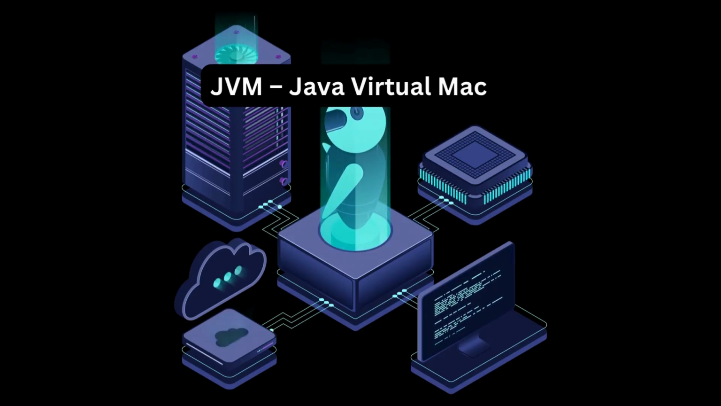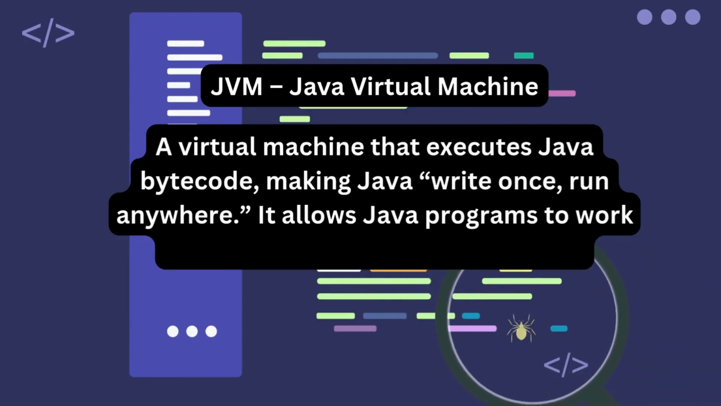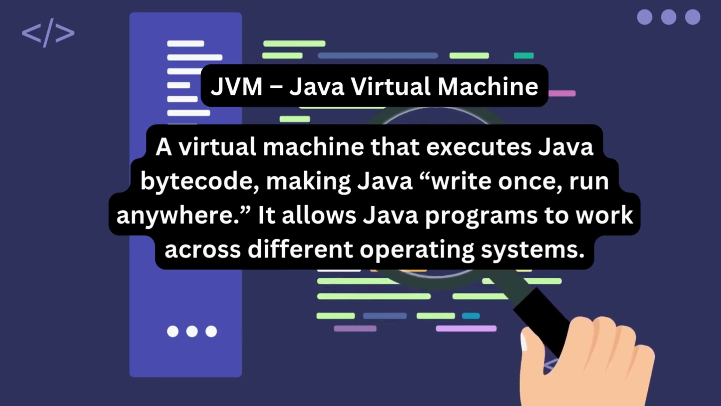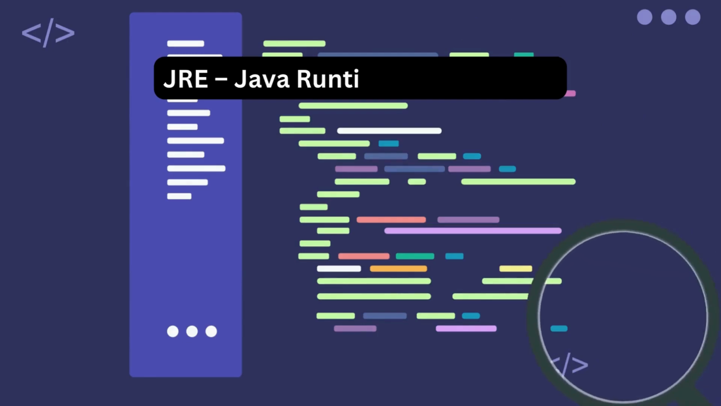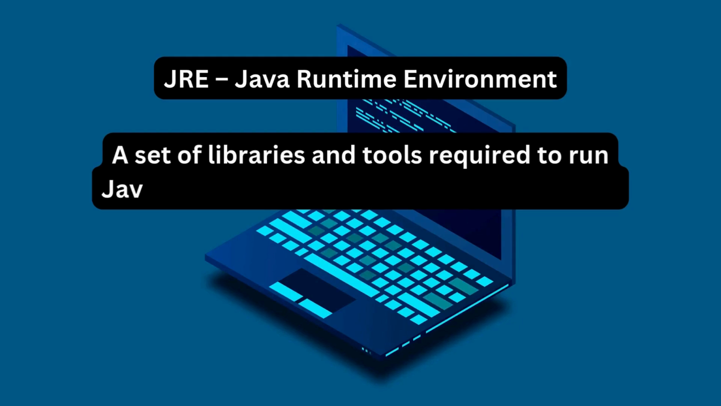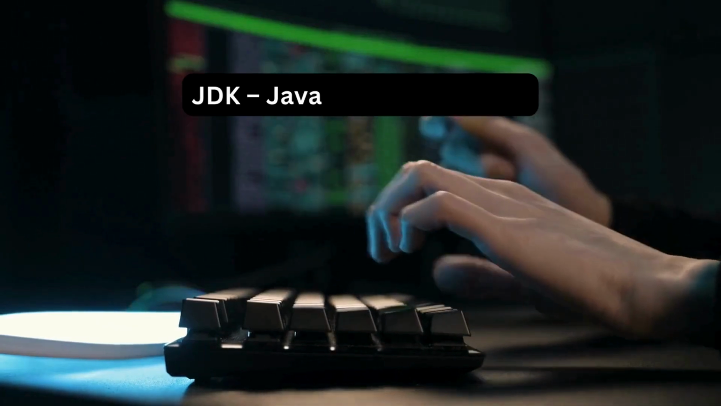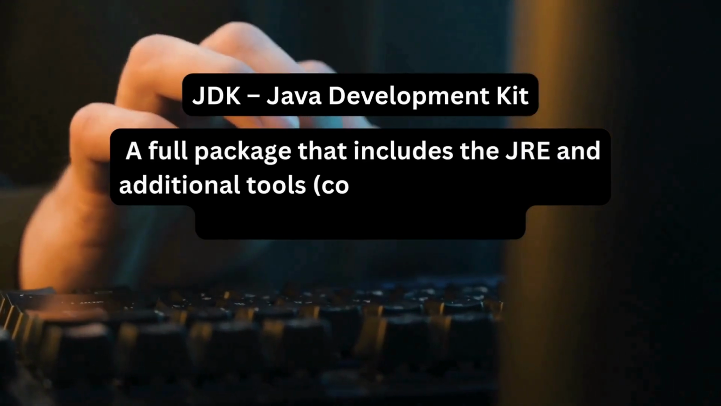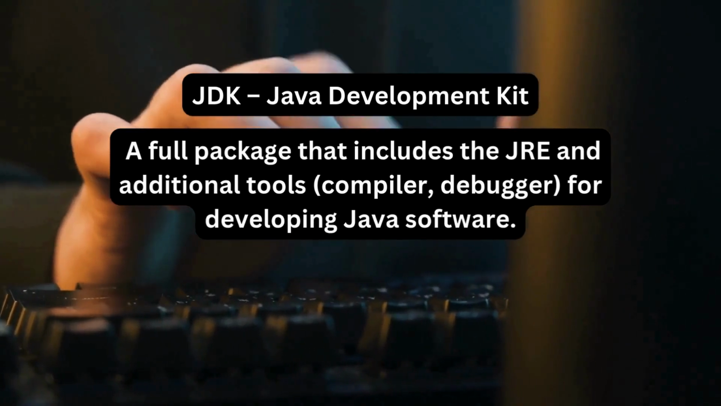JVM, Java Virtual Machine. A virtual machine that executes Java bytecode, making Java write once, run anywhere. It allows Java programs to work across different operating systems. JRE, Java Runtime Environment. A set of libraries and tools required to run Java applications, but not to develop them. JDK, Java Development Kit. A full package that includes the JRE and additional tools, compiler, debugger, for developing Java software.